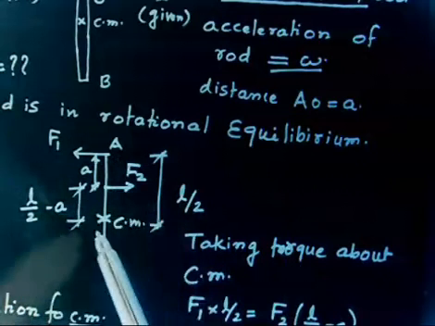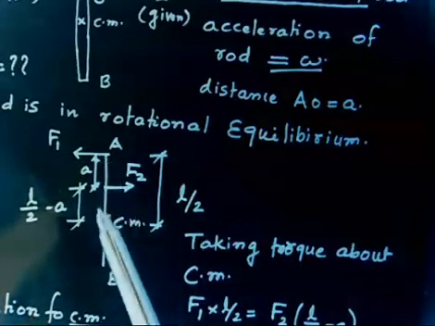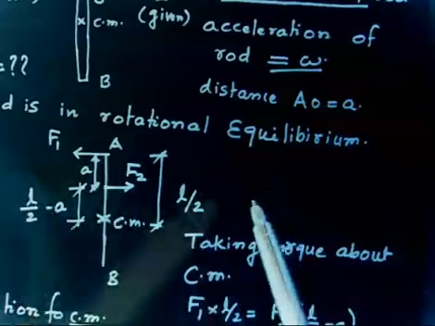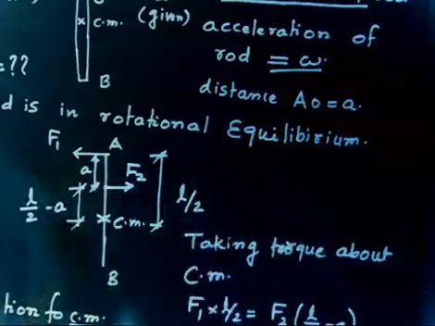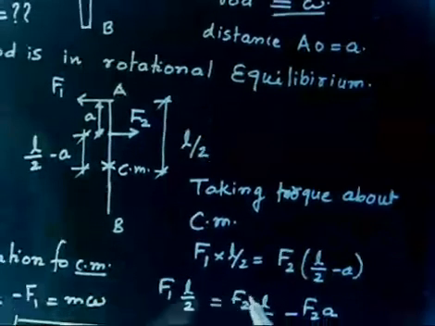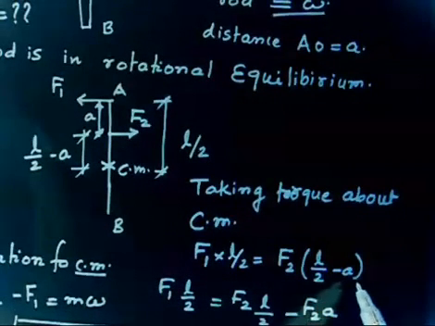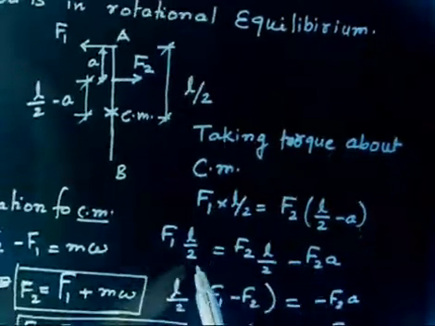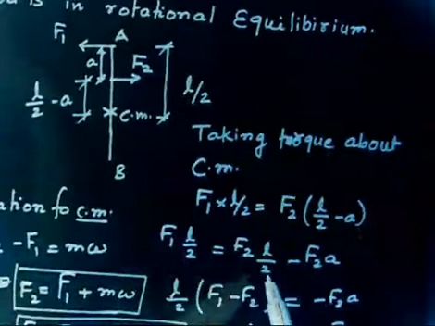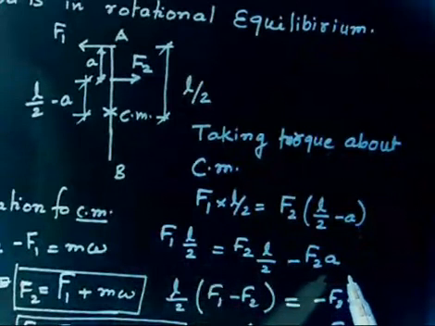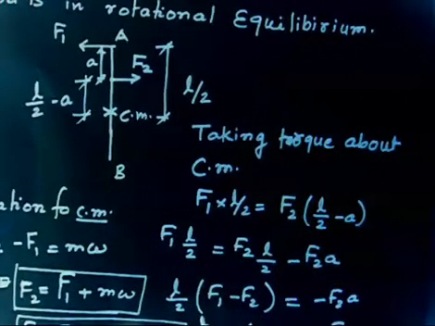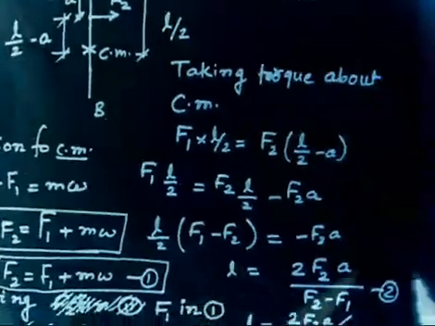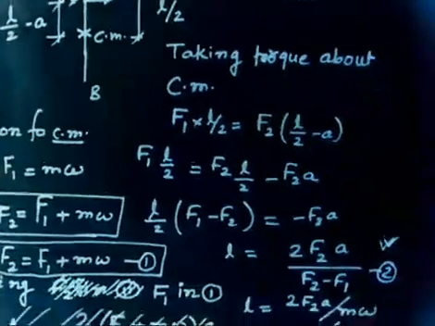This is this side. Torque of F1 is F1 into L by 2. This is this side. So torque this side is equal to torque this side. So you see, I can write F1 into L by 2 is equal to F2 into L by 2 minus A. Now if you expand this one, F1 into L by 2 is equal to F2 into L by 2 minus F2A. Now you take L by 2 common, you can have this. You can solve for L, you will have this. So you will solve for L, you will get this equation.